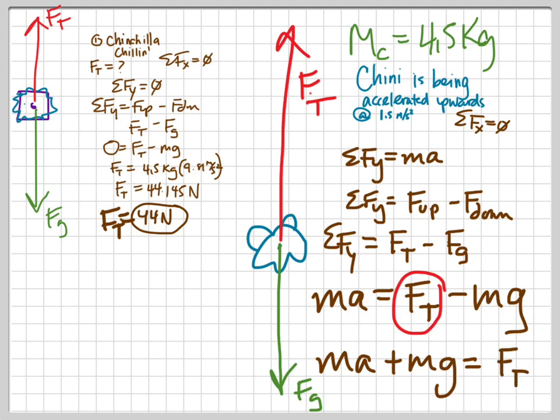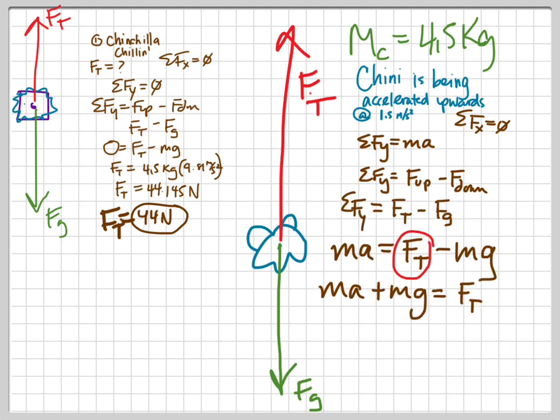Why? Because we have to pull on that cable. So just having 44 newtons of force on the cable allows us to overcome gravity and just hold the chinchilla in a stable position. But now we need to apply more force to get it to move upwards, to accelerate upwards. And let's discuss the algebra.